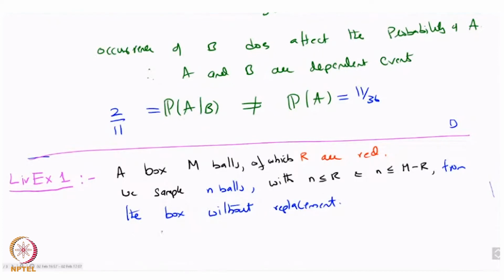So now, this is the experiment. This is the box, the experiment. Let A sub j, for j equal to 1, be the event that the ball drawn on the jth draw is red. So I'll call this R sub j. R sub j be the event that the jth ball drawn is red.